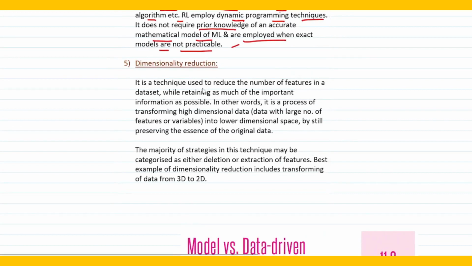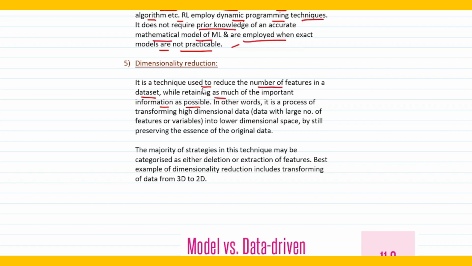Let's come to the last part of this chapter, which talks about dimensionality reduction. Okay, what do you mean by dimensionality reduction? It is basically a technique used to reduce the number of features in a data set. So the idea is to reduce the number of features in a data set while retaining as much of the important information as possible. So the idea is to reduce the number of features, but you have to make sure that you retain the maximum information possible, right?